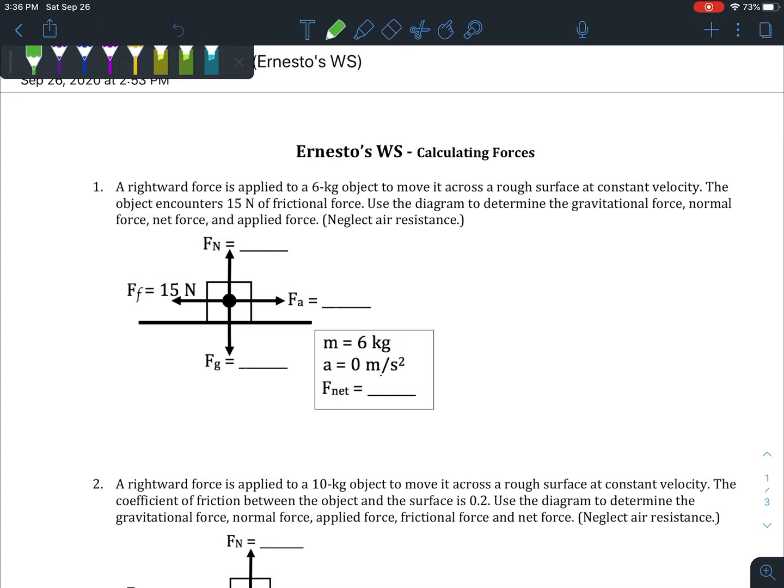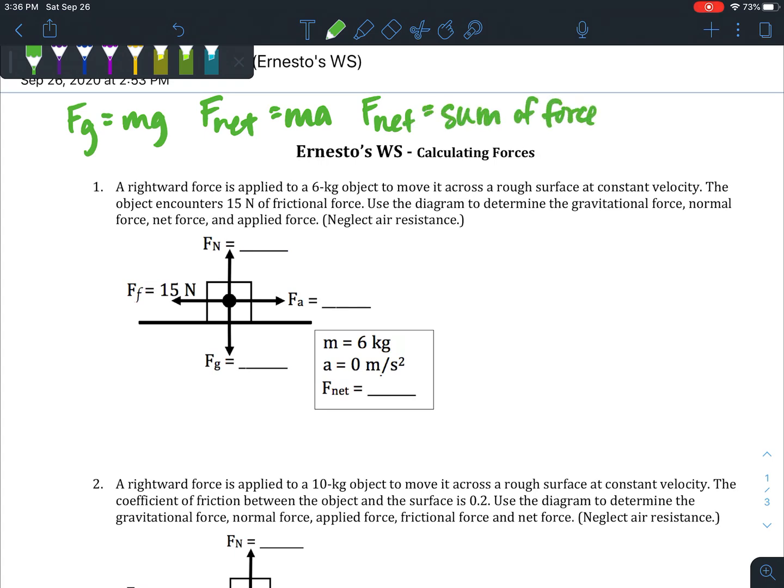Welcome to homework help for Newton's second law and friction problem set number 2, aka Ernesto's worksheet. At this point, we have all of our formulas. So we have the formula for weight, we have Newton's second law, we know that free body diagrams are vector diagrams, so that's the sum of forces formula, and we also know that we can calculate friction.